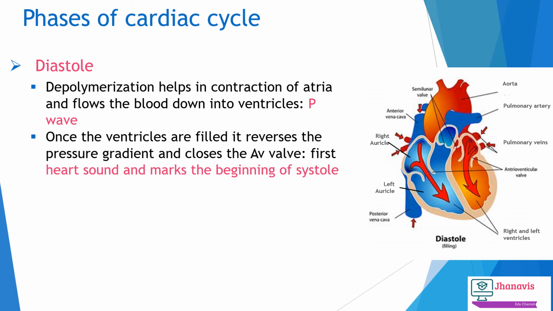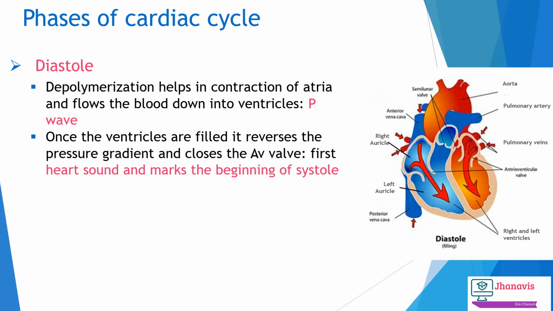See the opening of this valve, you can see this is the atrioventricular valve. This is called the AV valve, the valve which is present between the auricle and the ventricle. The name itself says it is an atrioventricular valve. What is this atrioventricular valve? You can see there is an opening of this valve. There is a pressure gradient created between these two chambers, the auricle and the ventricle.